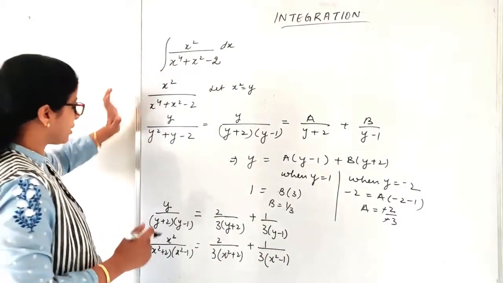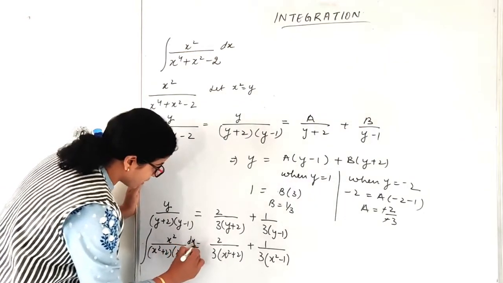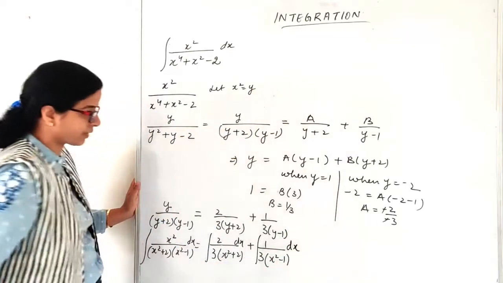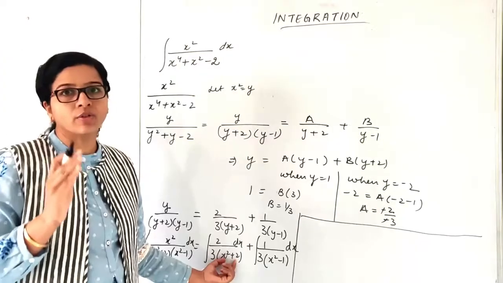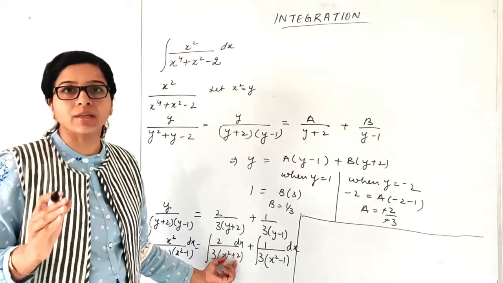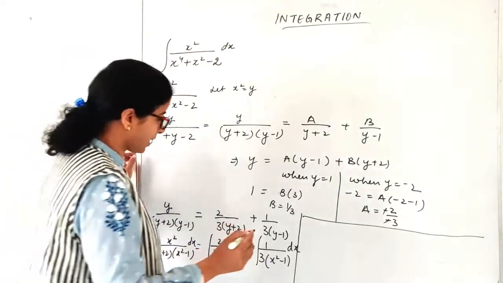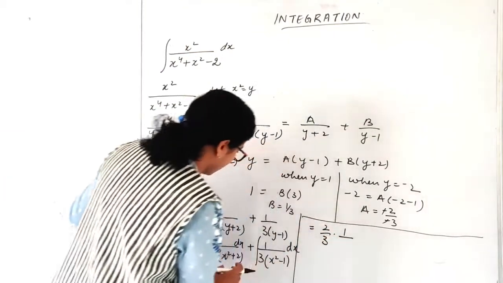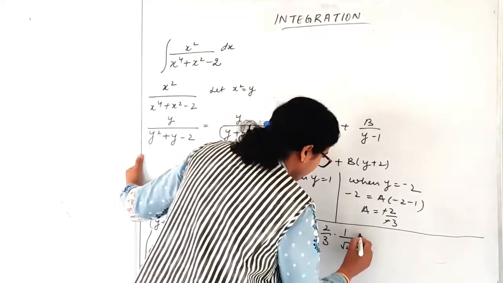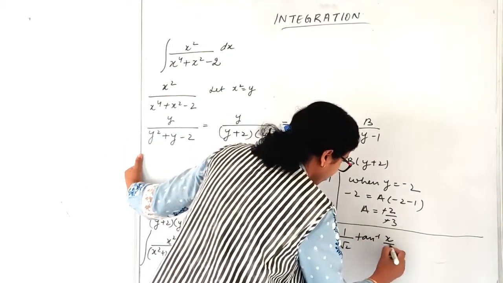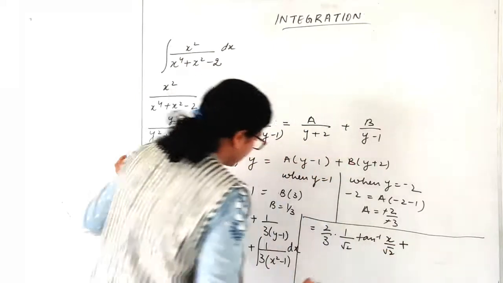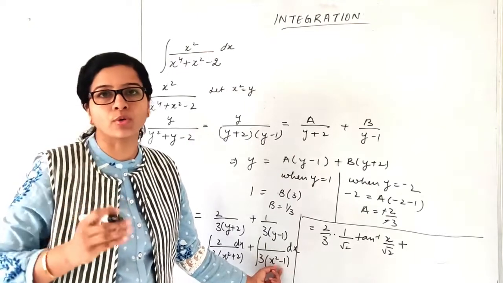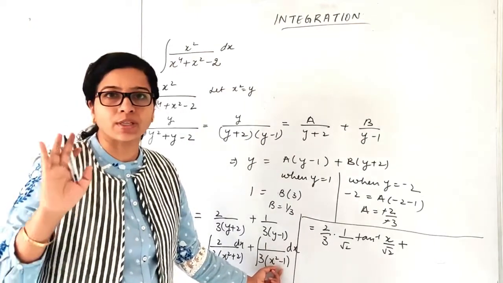Now we have to integrate this part. You can substitute here integration dx, integration dx, integration dx, correct? Now integration of 1 upon x square plus a square is 1 upon a tan inverse x by a, right? So I can directly write over here 2 by 3, 1 upon a is root 2, tan inverse x by root 2, plus similarly here it is integration of 1 upon x square minus a square is 1 upon 2a log (x minus a) upon (x plus a) plus c.